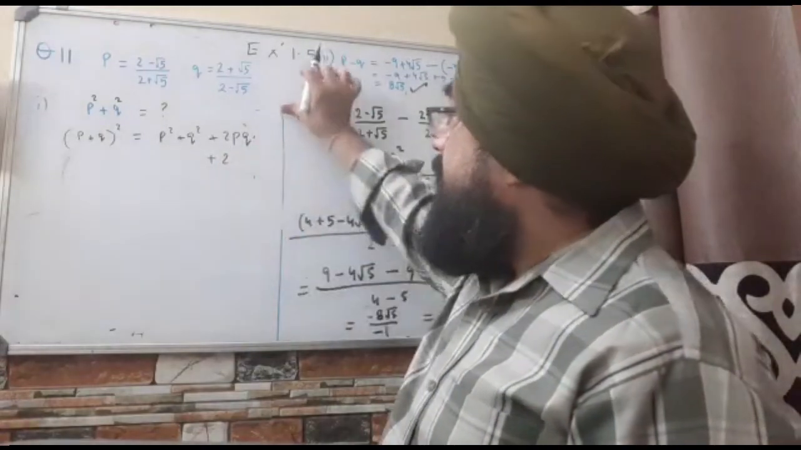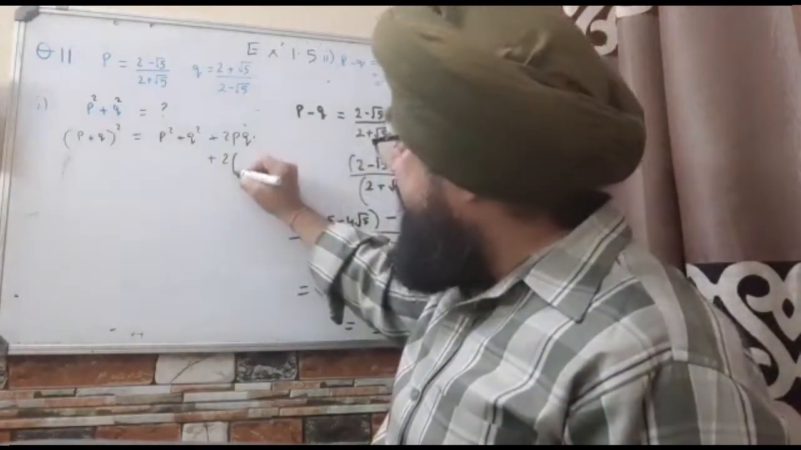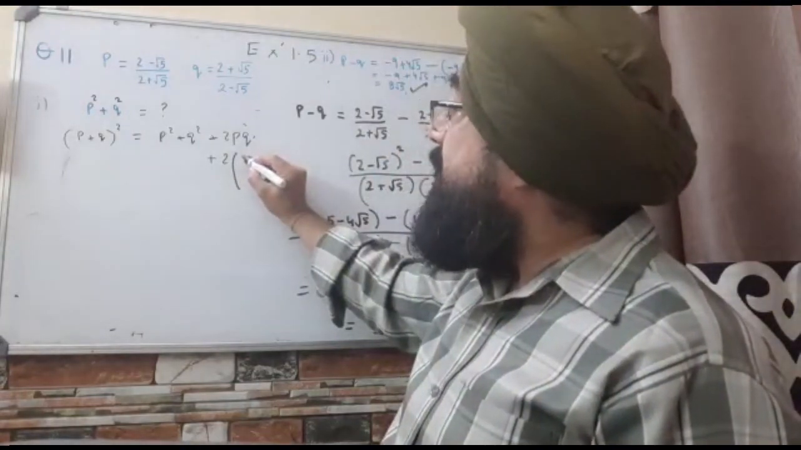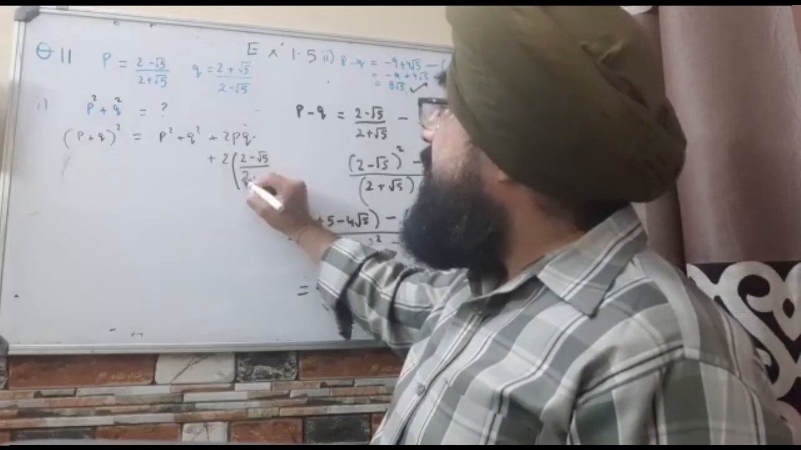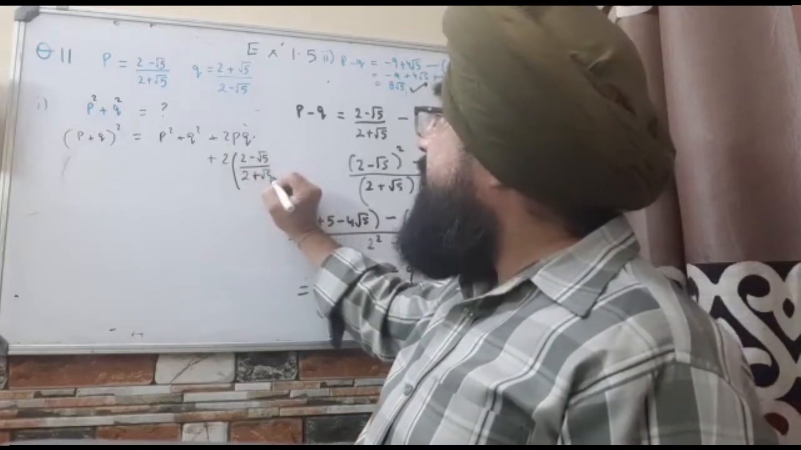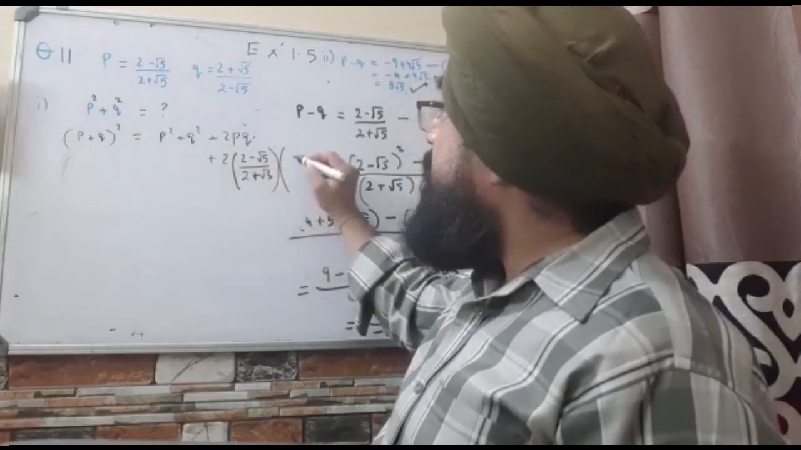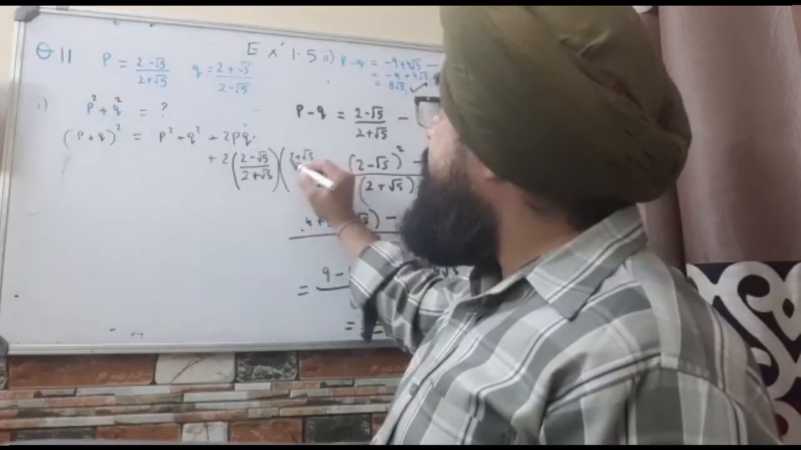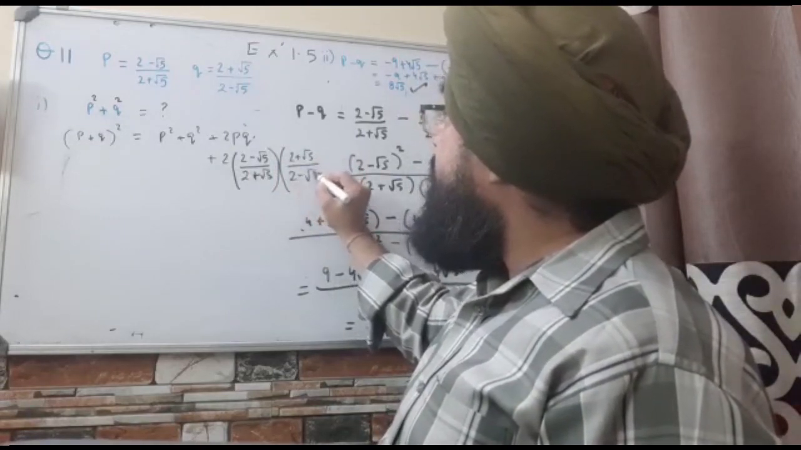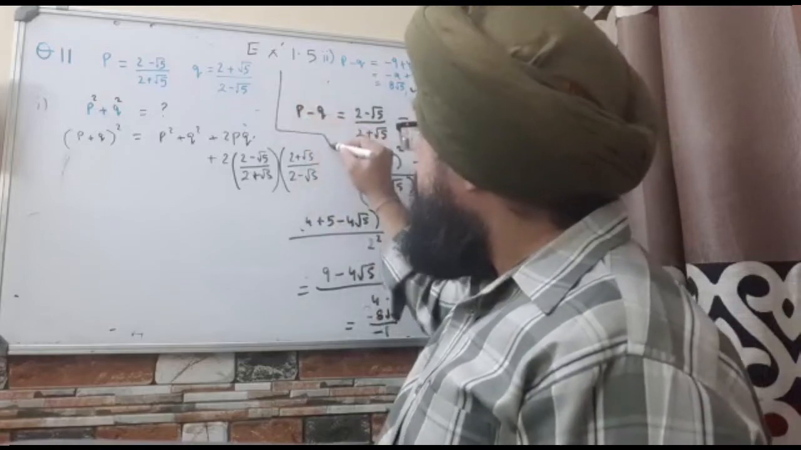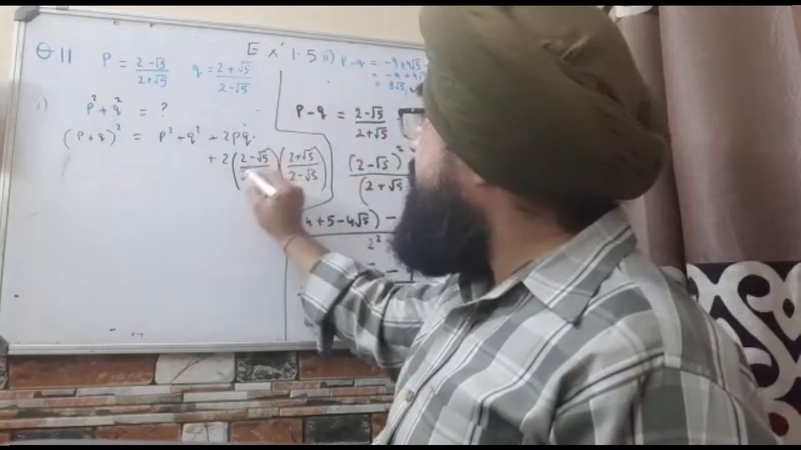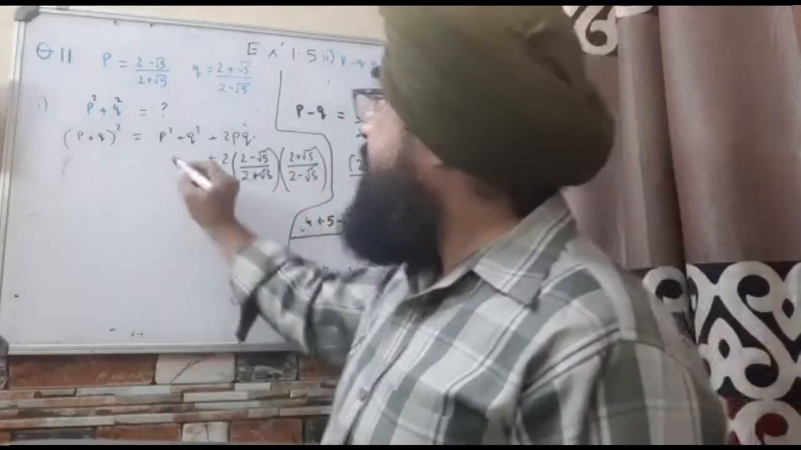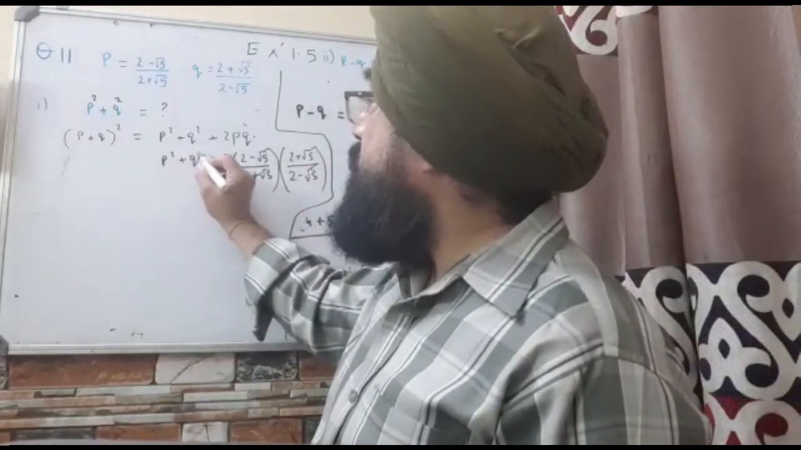Why 2 only? Because the numerator and denominator of both are common. Not common, they are cancelling. I mean, they are reciprocal. Yes, sir, that is what I meant. 2 plus root 5 over 2 minus root 5, and this is your p, then this is your q. 2 plus root 5 over 2 minus root 5. You can see that this cancels with this and this cancels with this. And so we are left with p square plus q square plus 2.